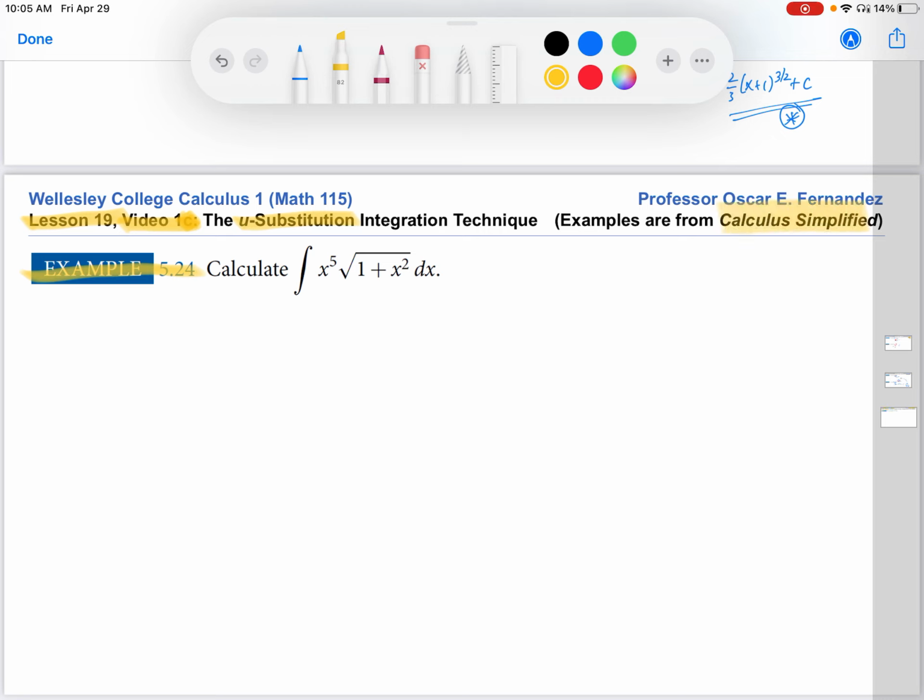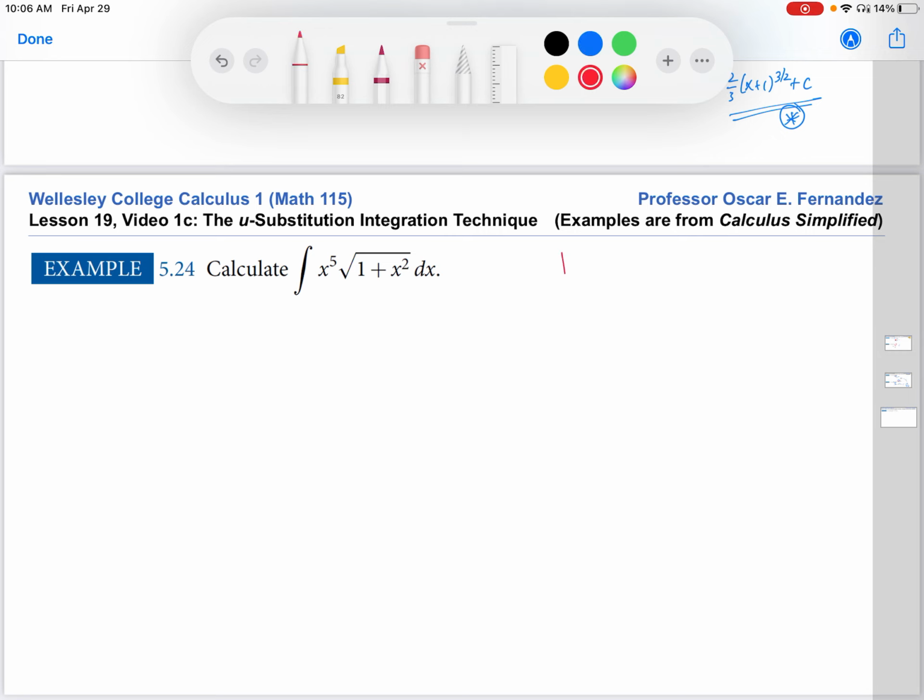example 5.24 from Calculus Simplified. So this is the last of those videos on u-substitution, and that's because I'm increasing the difficulty level as we go through each video. So I only have one example to do here. That'll take us the whole time because there's something very special about this example that I want to point out, and which actually makes it a little harder than the other ones I've done.